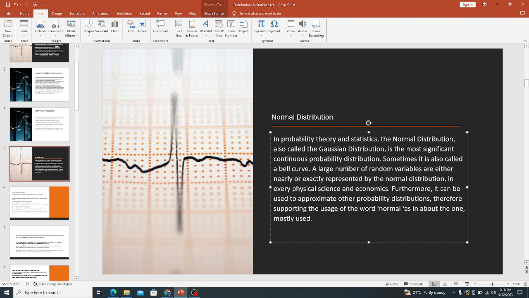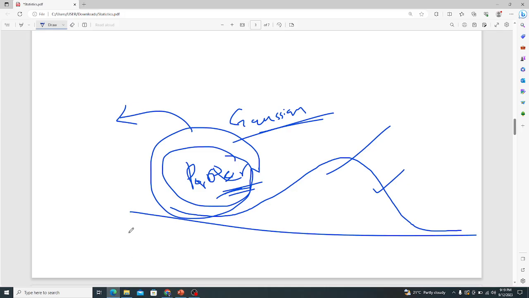So a large number of random variables are either nearly or exactly distributed by normal distribution. Yes, for example, if we have a large data set of people and their height, we'll have data for height. We can also have data for weight.